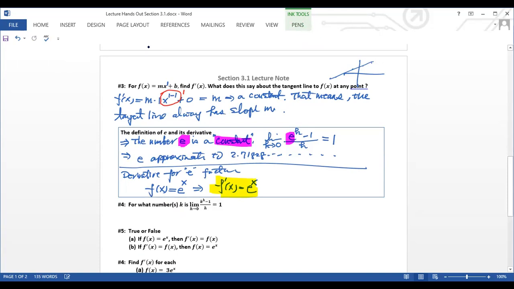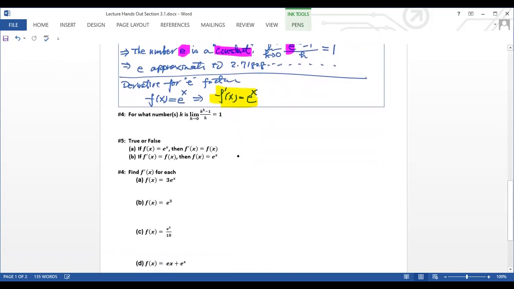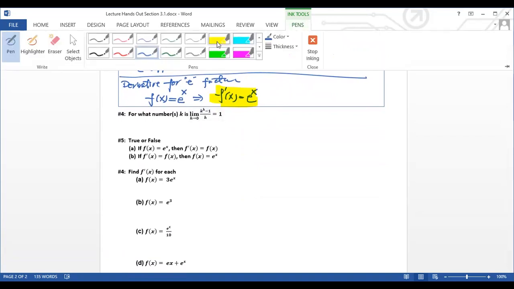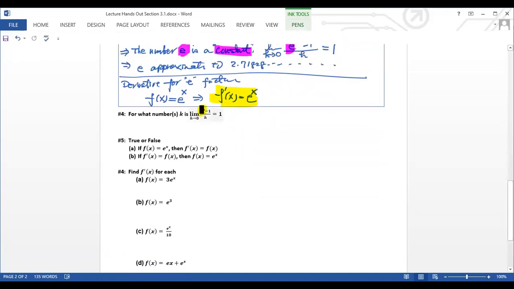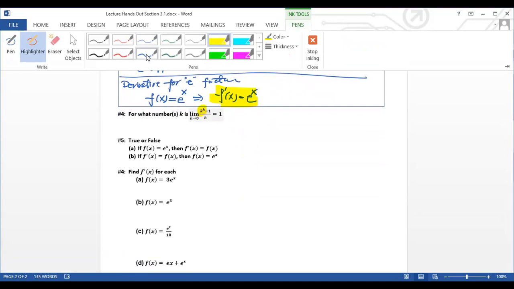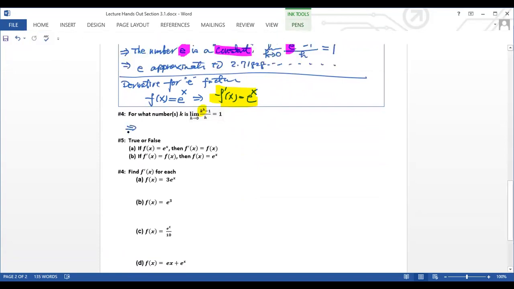Okay, so like in here, let's say the number 4 is here. It asks you, what number k makes this limit equal to 1? So we know, if this limit, k to the h power minus 1 over h, equals 1, I only have one value. So what number? We know k has to equal e, the only number. Okay, so that is our definition for e.